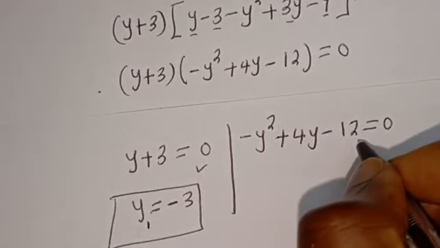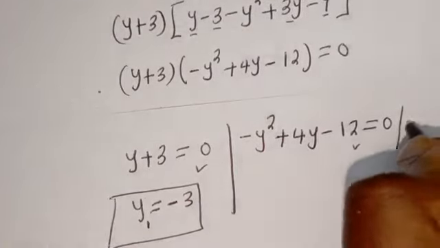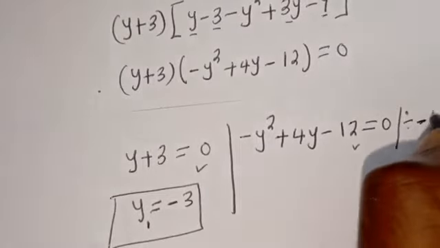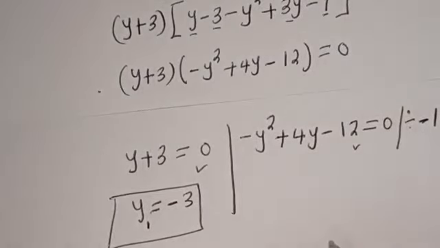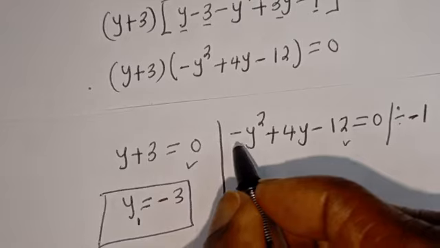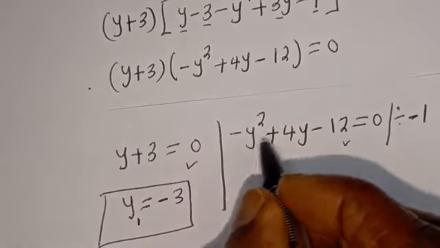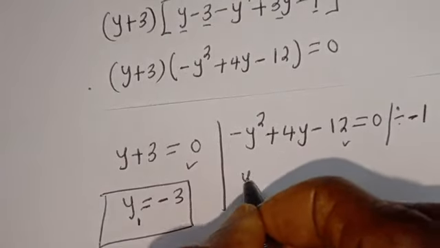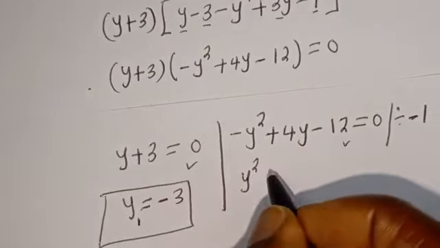Then from the second case here, let's divide all through by minus 1. If you divide everything by minus 1, then here is minus y squared divided by minus 1. This becomes y squared.